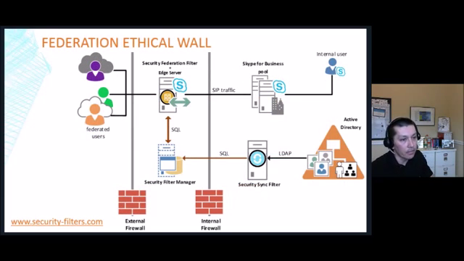And then finally, the Federation Ethical Wall solution. Again, here we have the security filter manager that we leverage. We also have the Federation filter that is installed on the edge server. And if you want to be able to set Federation rules based off of AD groups, then you can leverage the security sync filter, which provides the capability to set Federation policies based off of your AD groups. All of these components build on top of each other.